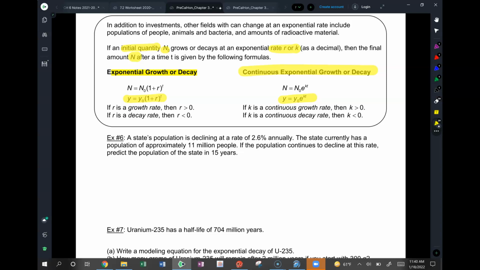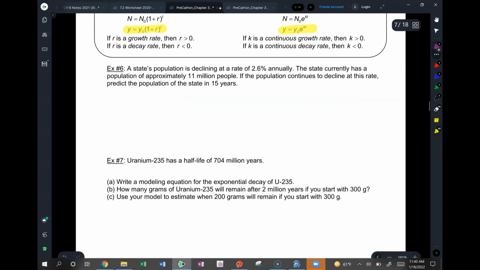Okay? So, take a look at this one. A state's population is declining at a rate of 2.6% annually. The state currently has a population of approximately 11 million people. So y naught is 11 million. If the population continues to decline at this rate, predict the population in 15 years. So you want y in 15 years. Did it say it's continuously declining? No. So we're going to use the first formula.